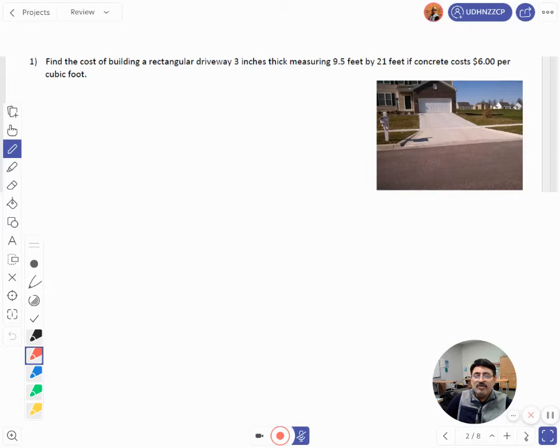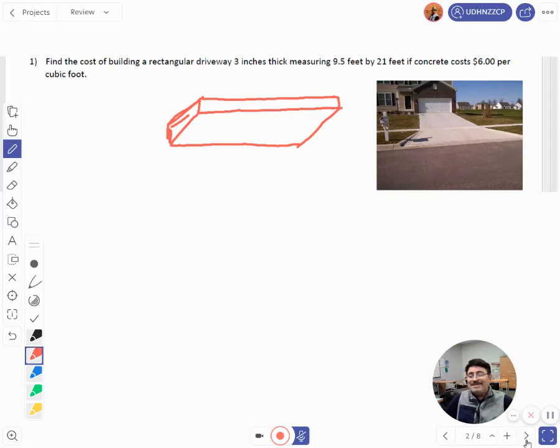Let me try to sketch, let's say that this is the path from the side, so this thick. Okay, so let's say that this is the path. Well, so this is how this is to be built. Okay, now this is giving me an idea of a rectangular prism.